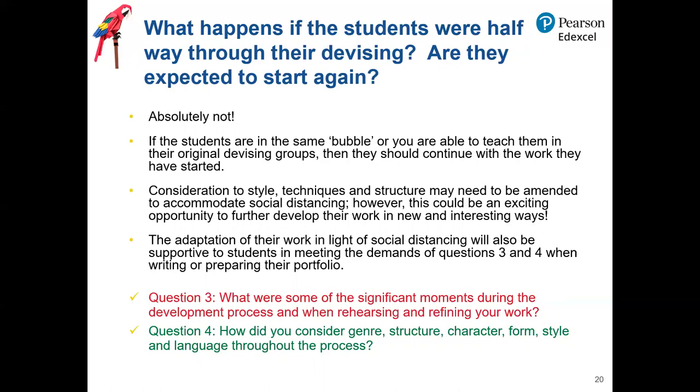And for question 4, how did you consider genre, structure, character, form, style, and language throughout the process? Well, all of those things are massive considerations now in terms of maintaining our social distance. So again, anything that they refine or amend or create from fresh, if that's the way your centre is approaching the work, then that question really lends itself to the experiences we're all having at the moment.